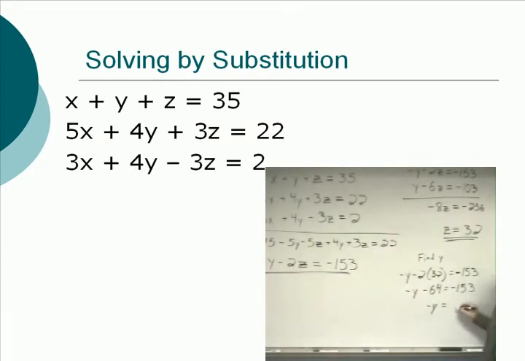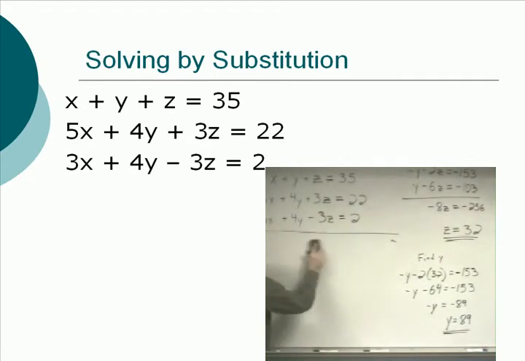Add 64 to both sides, we get negative 89. So y equals 89. We have z, we have y. We don't need this anymore. Now we can go back and choose any one of those equations to solve for x. We had solved for x at one time. You could use that. I wish it was still here. But we know what x and z are, and that's a pretty simple equation to solve. So we can grab that top one.